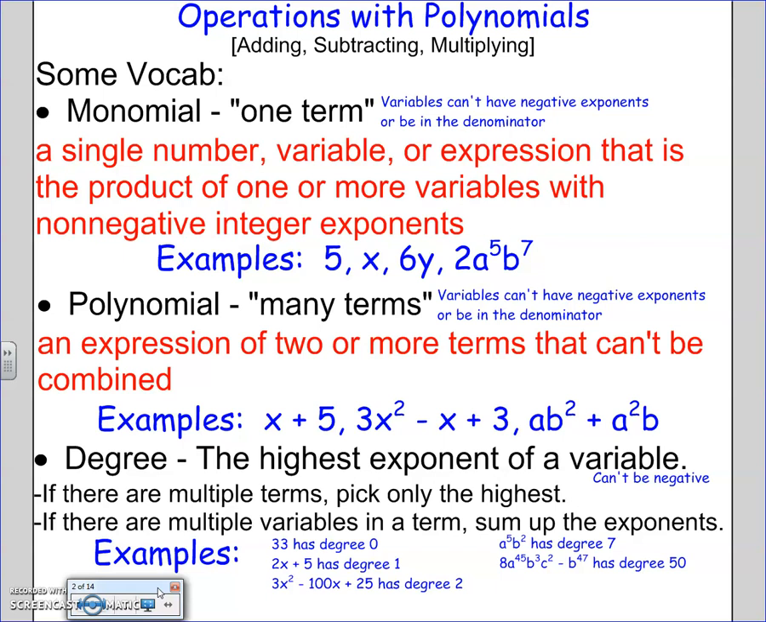So 33 has a degree of 0 because it's 33 times x to the 0th power. 2x plus 5, well, x is the first power, so 2x is a degree of 1, 5 has a degree of 0, so that's degree 1. Then 3x squared, that has degree 2. So this one has a degree of 2. This one's degree of 1. It's degree of 0. Well, 2 is the highest. That's why I choose there.